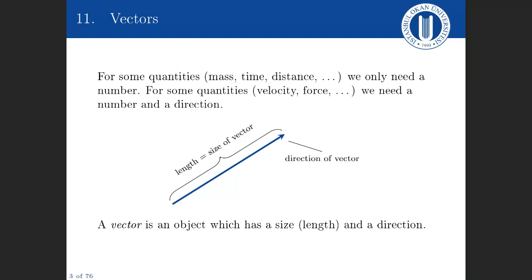For some quantities, for example, mass, time, distance, etc., we only need a number. But for some quantities, for example, velocity or force, we need a number and a direction. For these, we use vectors. A vector is an object which has a size or a length, and it has a direction. We can think of vectors as arrows. The length of the arrow tells us how big the vector is, the size of the vector, and the direction that the arrow points in tells us the direction of the vector.